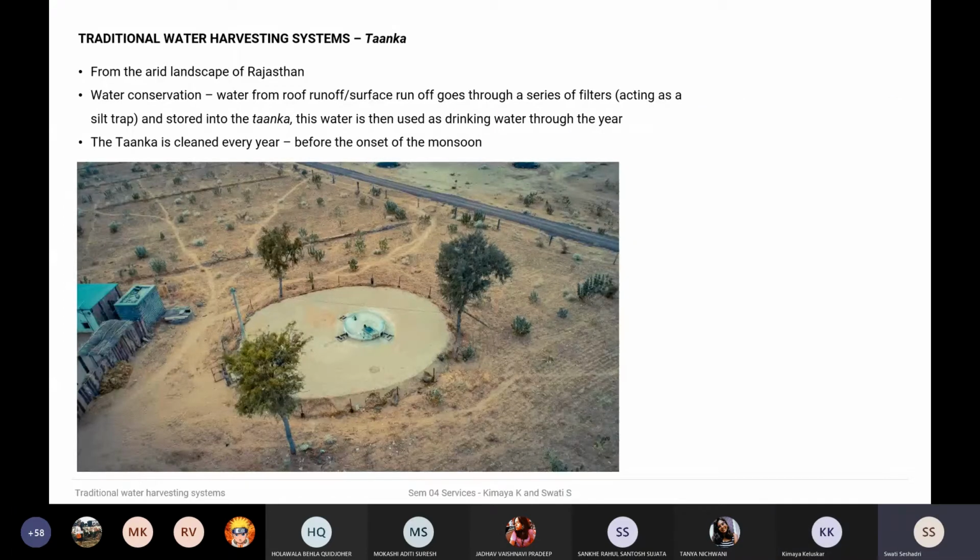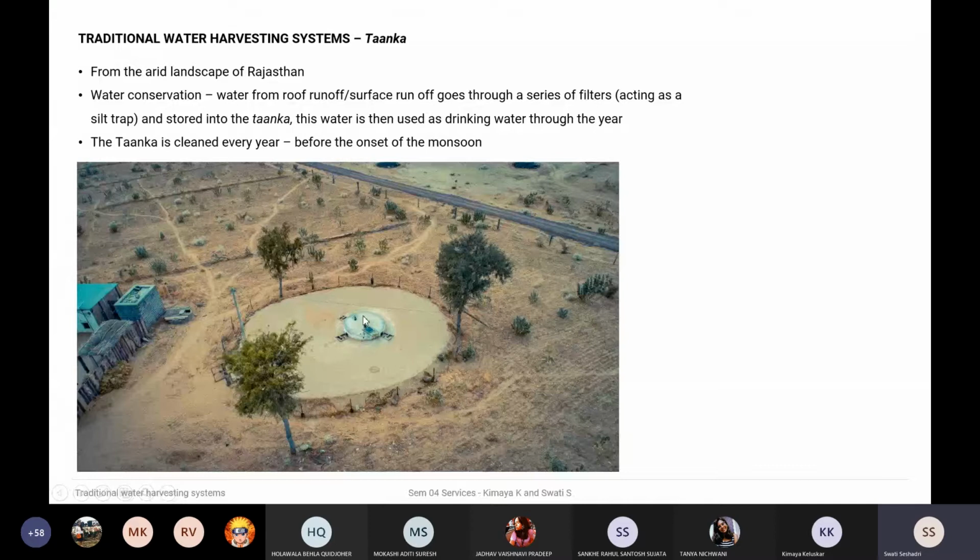So now we're looking at a tanka, which is essentially something that is built in the arid landscape. Your only source of water in a desert landscape would be whatever rainwater you're able to tap into, and that you would probably want to keep throughout the year and use for your domestic purposes as well as drinking water. And this is a very interesting tank and a very interesting section actually. Basically what you do is tap into your roof runoff and the surface runoff, and that's taken into this tank and stored through the year.